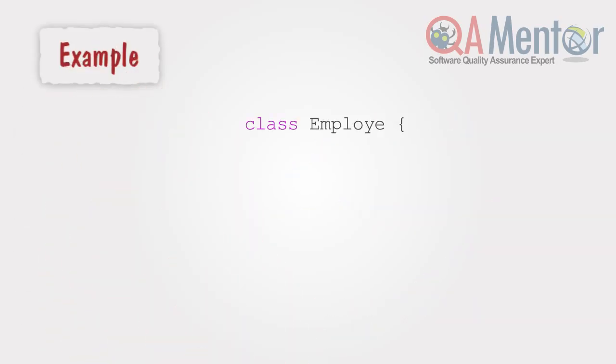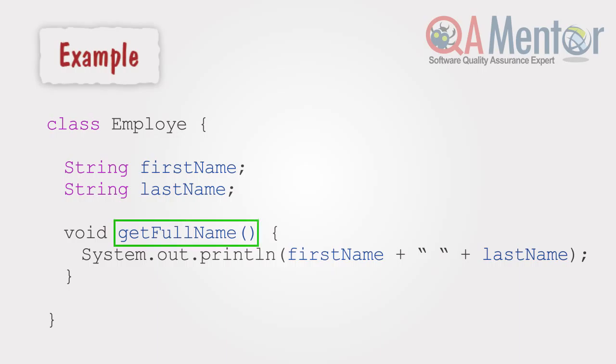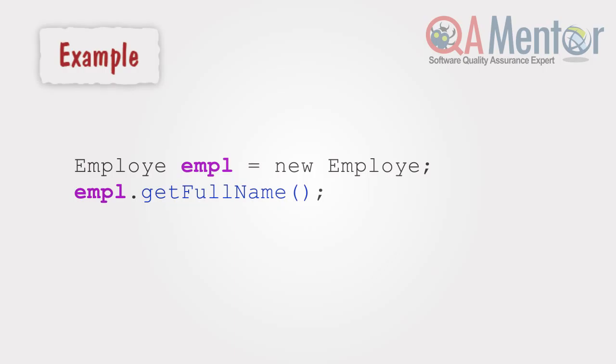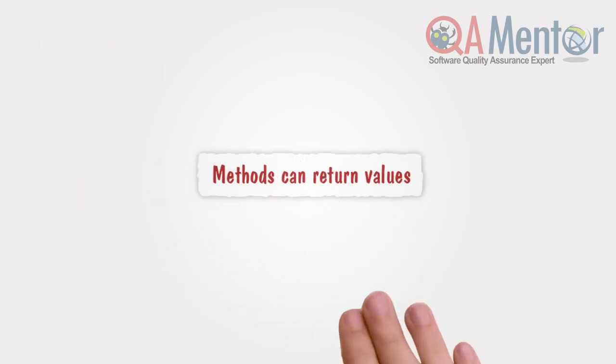As an example, we'll create a method getFullName in the employee class. This method prints the first name and last name of the employee. By using this, it means we don't need to type System.out.println each time when we want to see employee's first name or last name. All we have to do is call the getFullName method. Methods can also return a value instead of just simple output in a console.